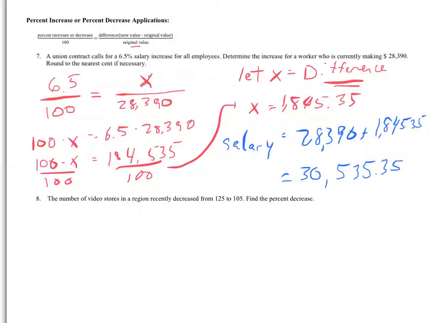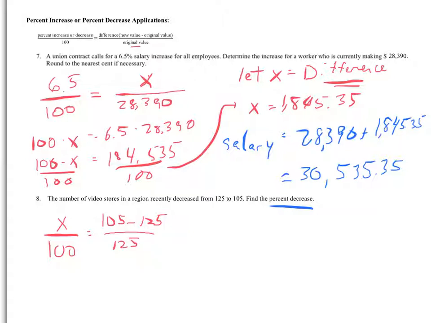In number 8, we're given that the number of video stores in a region recently decreased from 125 to 105, and we need to find that percent decrease. Since we're looking for the percent decrease, that is our x in our equation. So the percent increase or decrease, x over 100, is equal to the difference, new value minus original value, over the original value. The new value is 105, and our original value is 125. The denominator, the original value, is also 125.